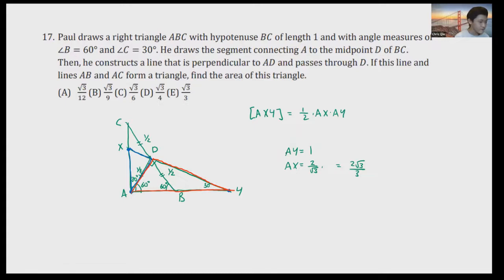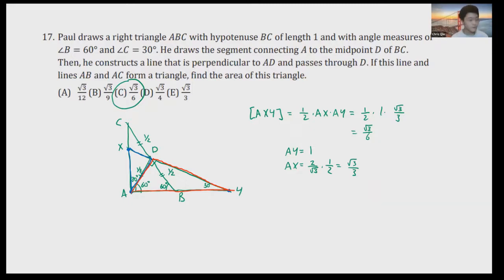Sorry, this is a 1/2. So AX is actually equal to root 3 over 3. And so when we plug these two lengths in, we're going to get 1/2 times 1 times root 3 over 3, which is equal to root 3 over 6. And that's our final answer. So we've found the area of this triangle to be root 3 over 6, and our answer is C.